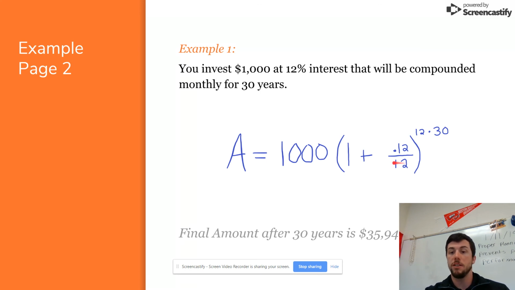So we put a 12 down here in the denominator, and we put a 12 right here in the exponent, because it says compounded monthly. There's the key word right there. And then 30 is the years.